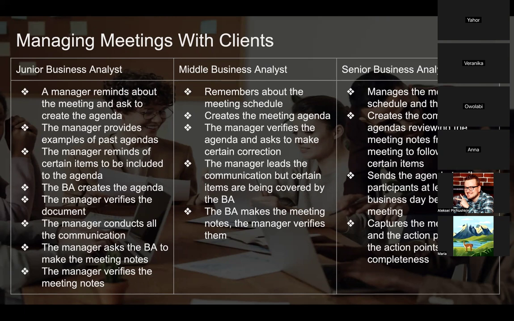So with this basic example, conducting meetings with stakeholders, I'm showing how the level of professionalism evolves over time, right? And how a junior, middle, and senior professional would complete the same activity differently, and how the level of required supervision influences the current level of a specialist.